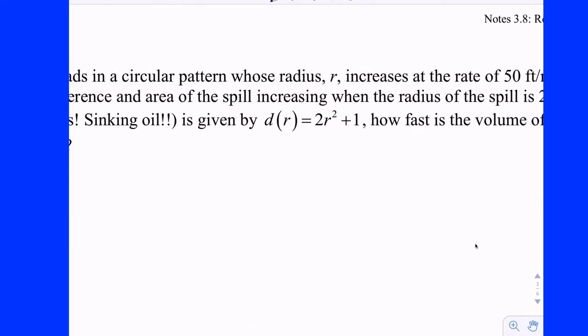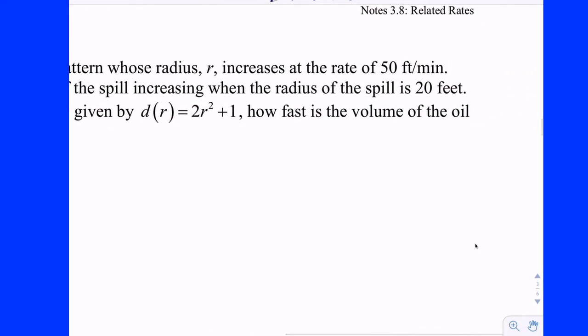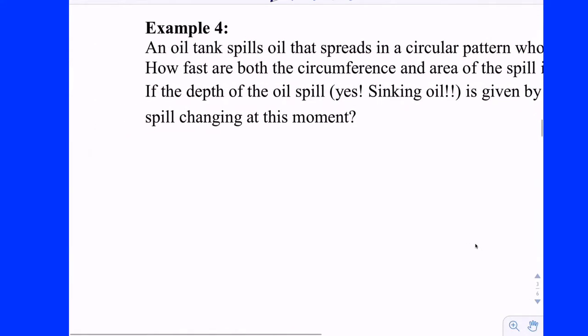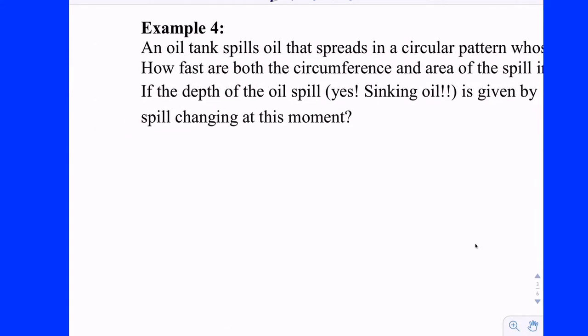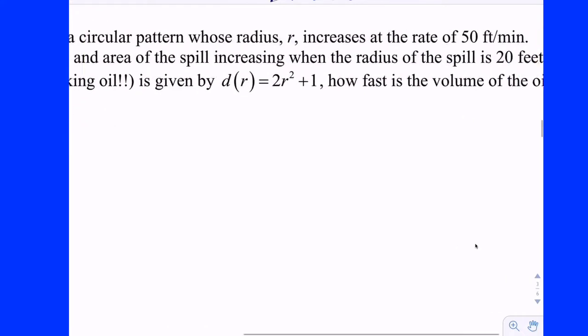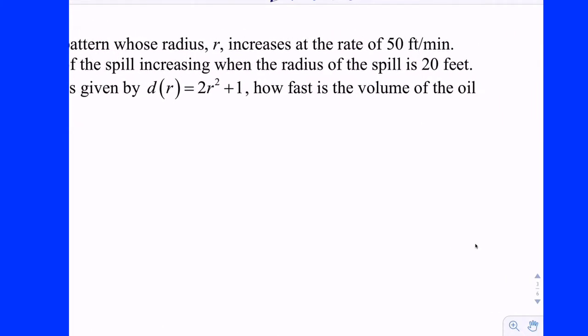So an oil tank spills oil that spreads conveniently for us in a circular pattern whose radius, which we're defining to be little r, increases at the rate of 50 feet per minute. How fast are both the circumference and the area of the spill increasing at the moment when the radius of the spill is 20 feet?